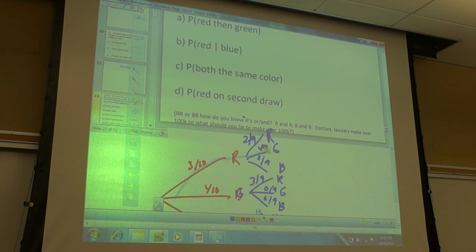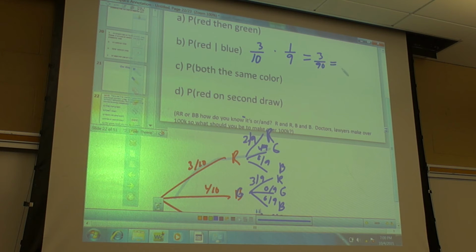Okay. So if I do red then green, that's going to be 3/10 chance of red, and then green, 1/9 chance of green. Remember, as you go along the branches of the tree, you multiply. Is this what you guys got? Yeah. Okay. Oh yeah, 3 out of 90.